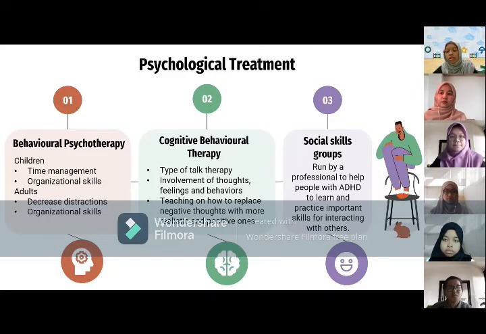Third is the social skills group. It is run by a professional to help people with ADHD learn and practice important skills for interacting with others. So people with ADHD will learn how to greet others, start a conversation, and respond to others. This may be helpful for their social skills.